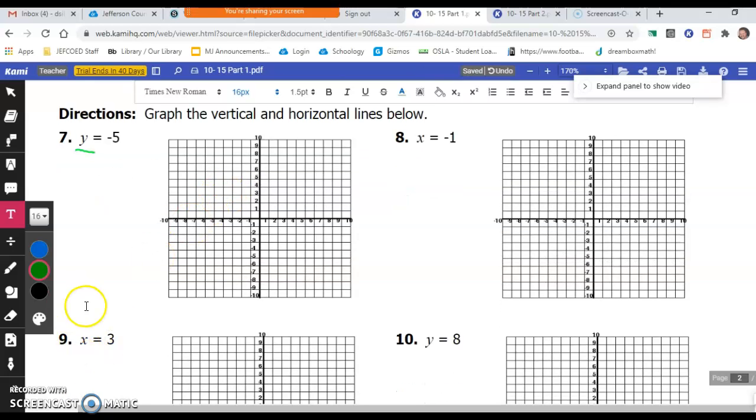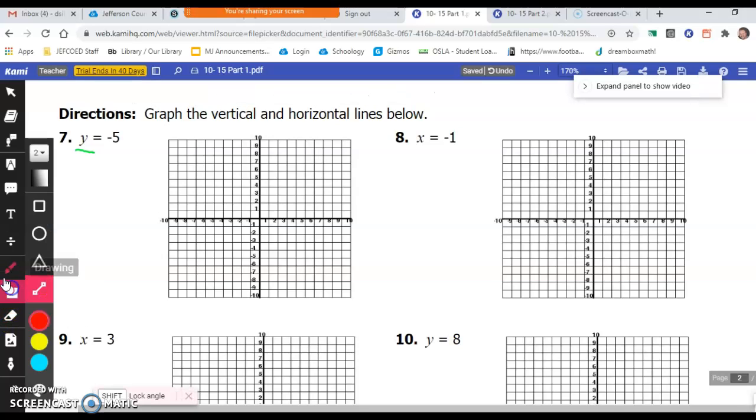All right. Look at number 7 real quick. We're going to graph the vertical and horizontal lines. All right. So it's very simple. Again, I'm just going to use my line tool. Here, it tells us what axis that it crosses and where at. So that's about as simple and easy as it gets.